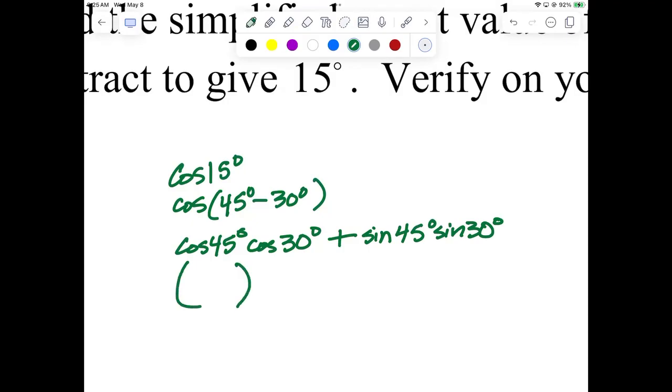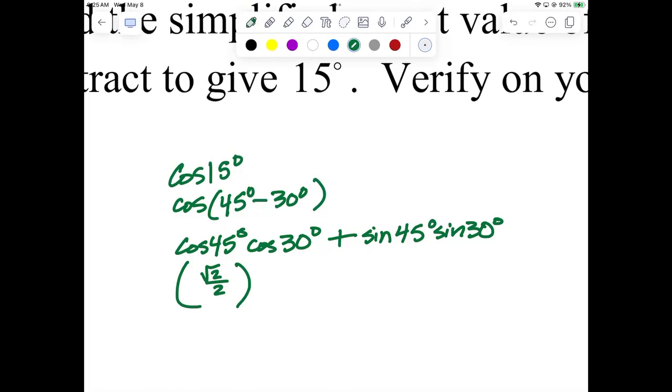What's cosine of 45 from the unit circle? Well, it's the same as cosine of pi fourth. I want the ratio there. Cosine of 45 degrees is the same as cosine of pi fourth. Cosine of 45 degrees is not pi fourths, okay? 45 degrees is pi fourths. What's the ratio at 45 degrees for cosine? Positive square root of 2 over 2.